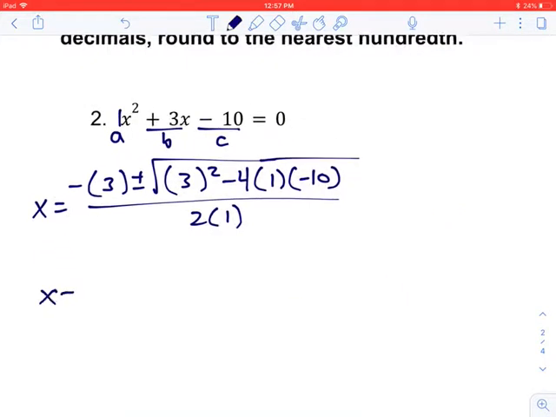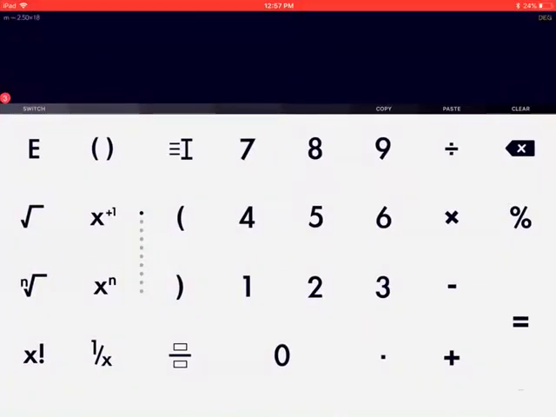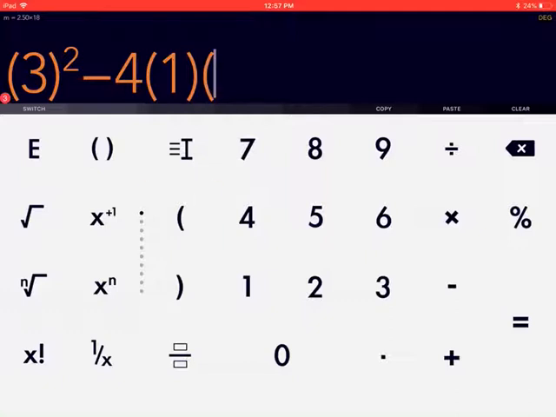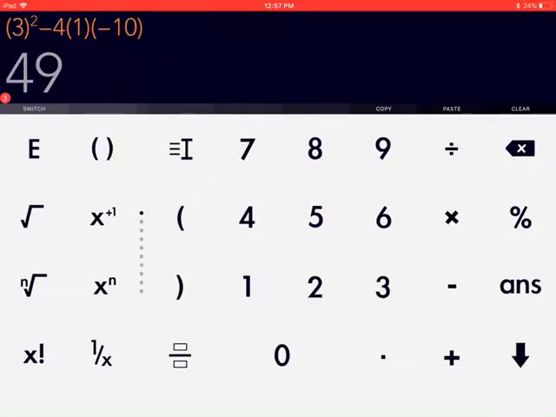So as I go through that, it's -3 plus or minus blank over 2. 2 times 1 is 2. So I'm going to put that on my calculator real quick, whatever's under the radical. So 3 squared, so parentheses 3 squared, minus 4 times a, which is 1, times c, which is -10. And I end up with 49.